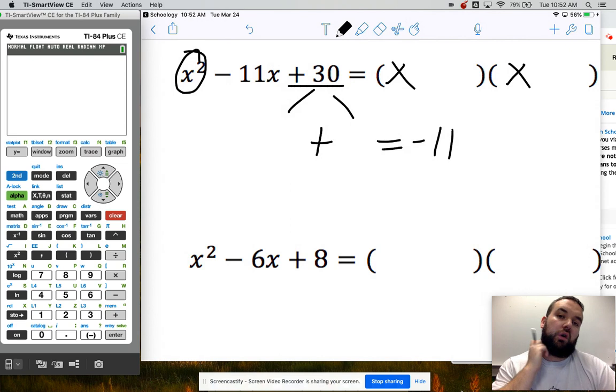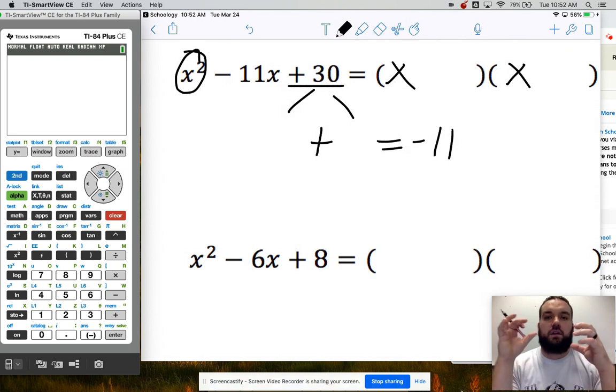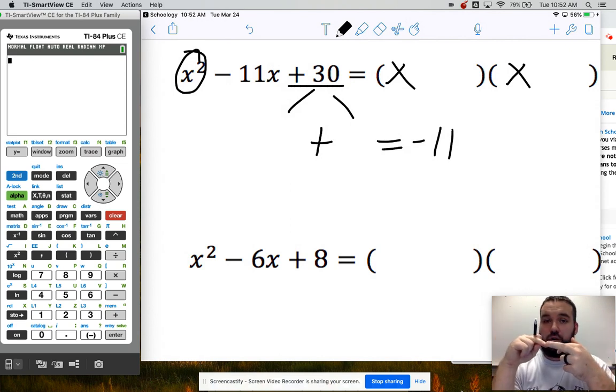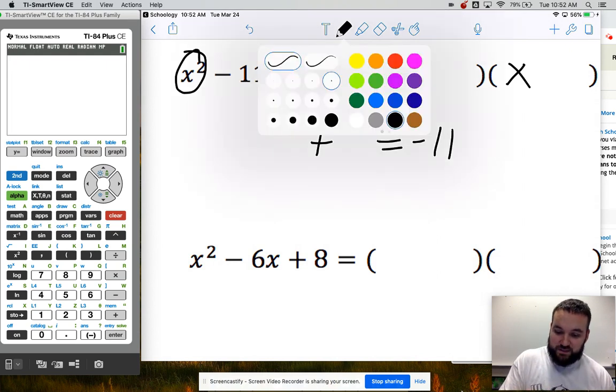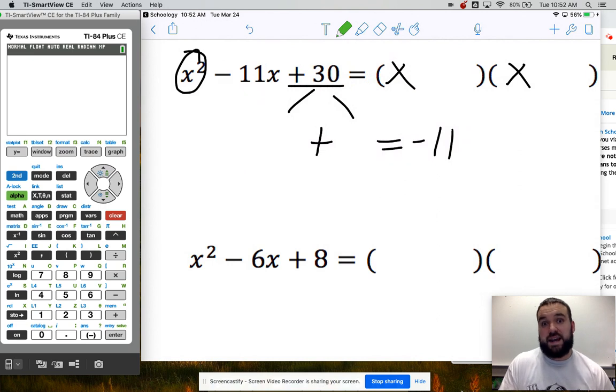Okay, now the fact that the two numbers have to multiply to positive 30: if two numbers multiply to a positive value, it can either be a positive number times a positive, or it could also be a negative times a negative. Because anytime you multiply two negative numbers together, you'll get a positive result. So that means in this problem, I'm going to have to use a couple of negative numbers. Okay, the idea is still the same.